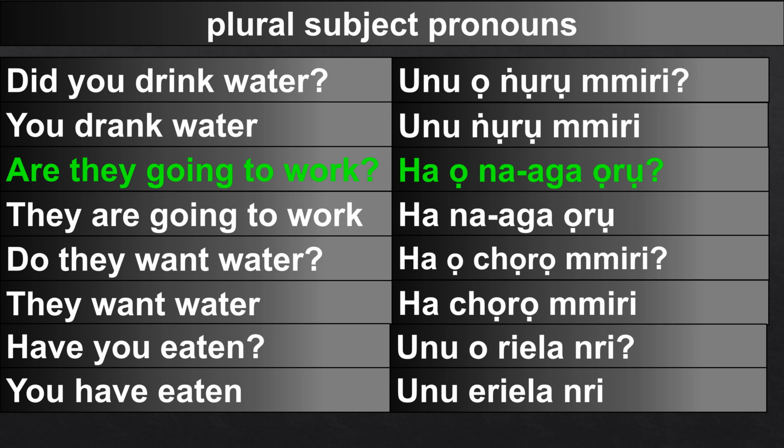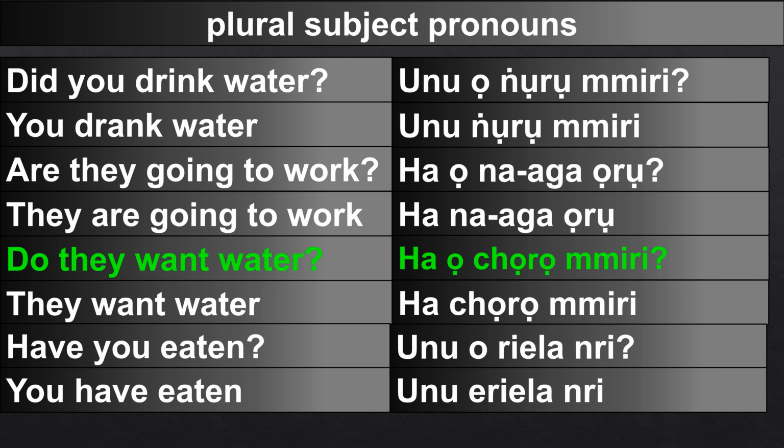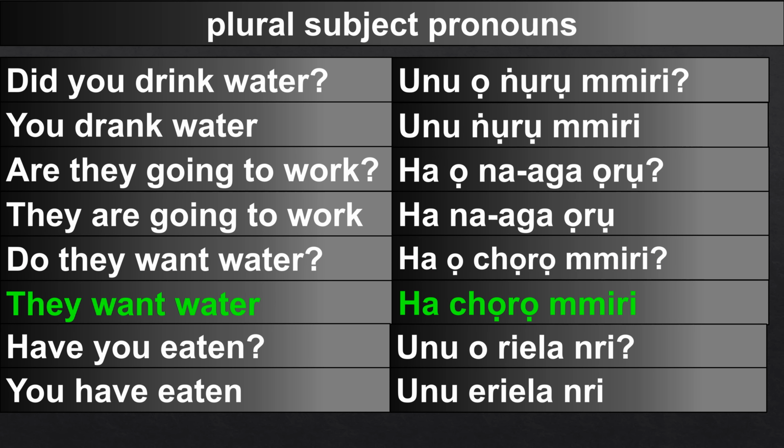Are they going to work? Ha ọ na-aga ọrụ? They are going to work. Ha na-aga ọrụ. Do they want water? Ha ọ chọrọ mmiri? They want water. Ha chọrọ mmiri. Again, you bring in the additional pronoun ọ.